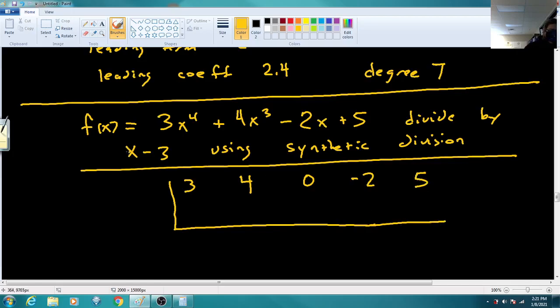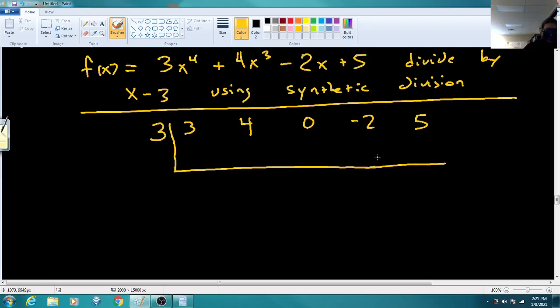And what we do is we got x minus 3. So whenever the x minus 3 is out to the side and you go to do synthetic division with it, you're going to switch the sign on the value that you're subtracting. So in this case, instead of negative 3 going out here, we put a positive 3 out there. So the positive 3 here indicates we're dividing by x minus 3. So we're going to use a little pattern here.